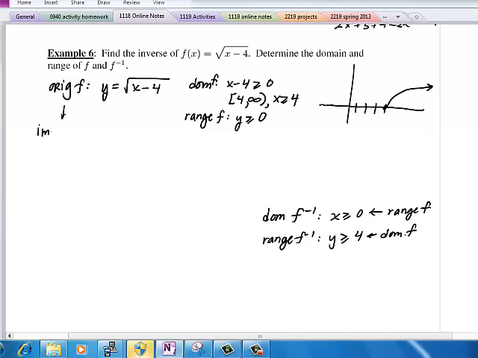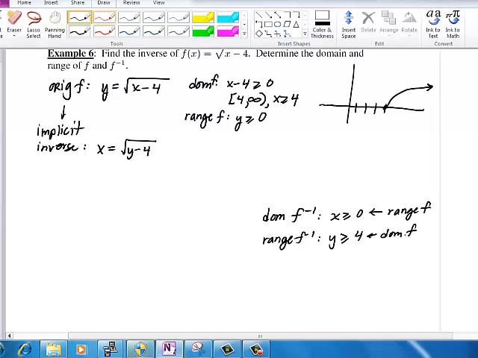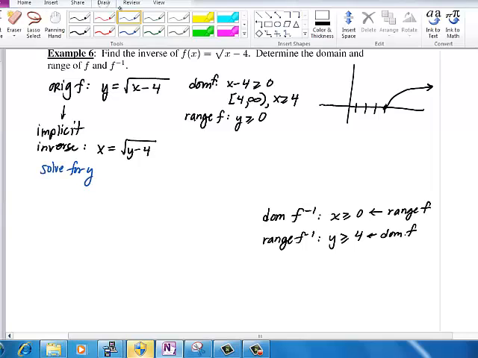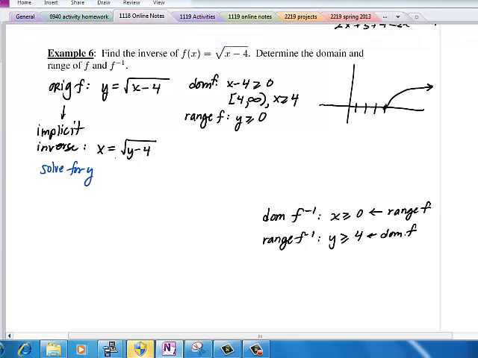Then we have our implicit inverse, where we switch x and y. So x equals square root of y minus 4. That is telling us the relationship that will be true between the inputs and the outputs, but we want to solve for the output. So solve for y. To solve for y, we can square both sides to undo the radical, and then add 4 to both sides. I wrote them in the opposite order, but y equals x squared plus 4.